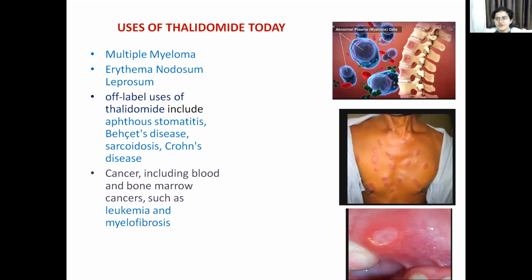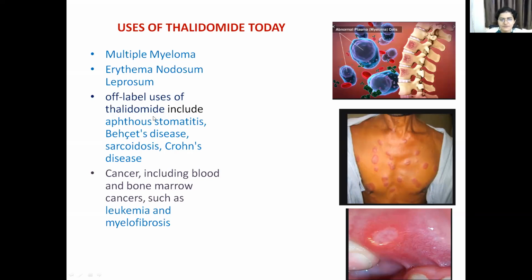Then uses of thalidomide today. What are the uses? Thalidomide has an immunomodulator property, and the uses can be multiple myeloma, then type 2 lepra reaction, that is erythema nodosum leprosum. Multiple myeloma is nothing but growth of abnormal plasma cells, that is your myeloma cells. So to treat this multiple myeloma, thalidomide was given, and erythema nodosum leprosum, which is a type 2 lepra reaction, where you have cutaneous nodules.